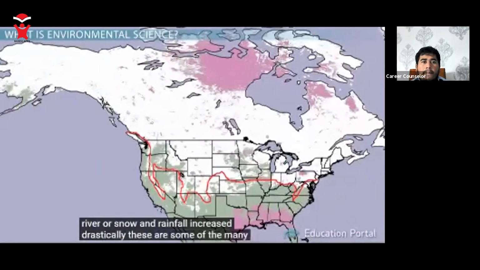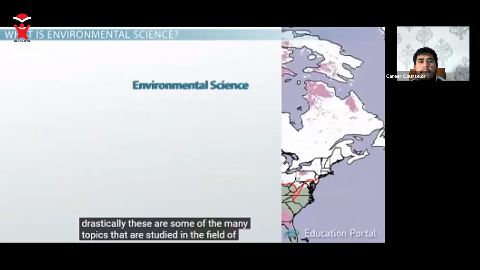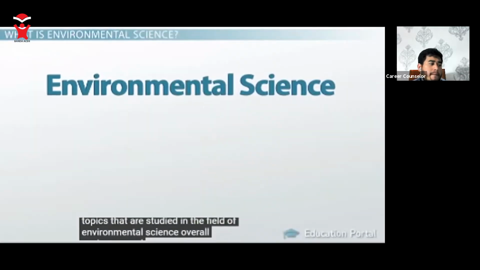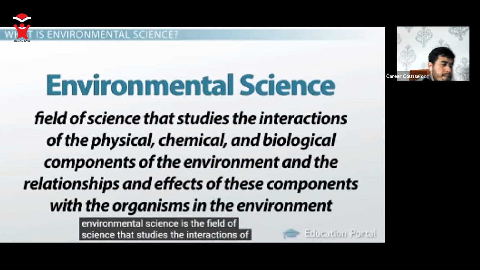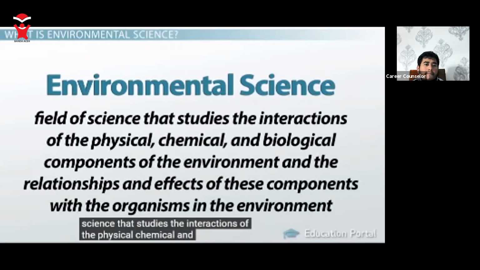These are some of the many topics that are studied in the field of environmental science. Overall, environmental science is the field of science that studies the interactions of the physical, chemical, and biological components of the environment, and also the relationships and effects of these components with the organisms in the environment.